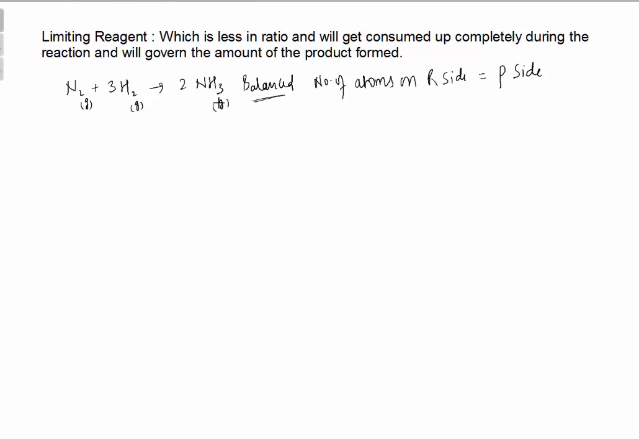From the balanced equation, it is quite evident that 1 mole of this is reacting with 3 moles of this to form 2 moles of ammonia. That means the ratio in which they react is 1:3:2. Now, technically, if I mix 5 moles of this and 15 moles of this, how much ammonia will be formed? We will discuss that.